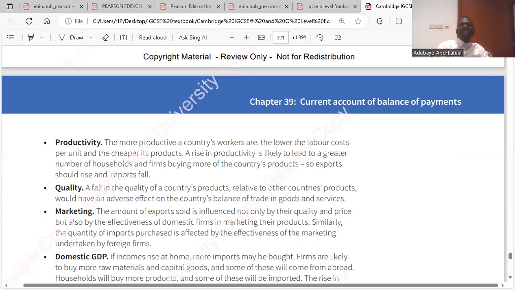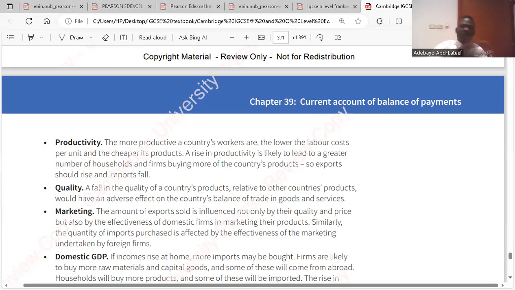If productivity increases in the country, what does that imply? It means we are producing more. Our output has increased in the country. So we don't have to depend on foreign businesses or importation. So local businesses will do more. We will buy more of our products and we'll do more of export than doing imports because of productivity.